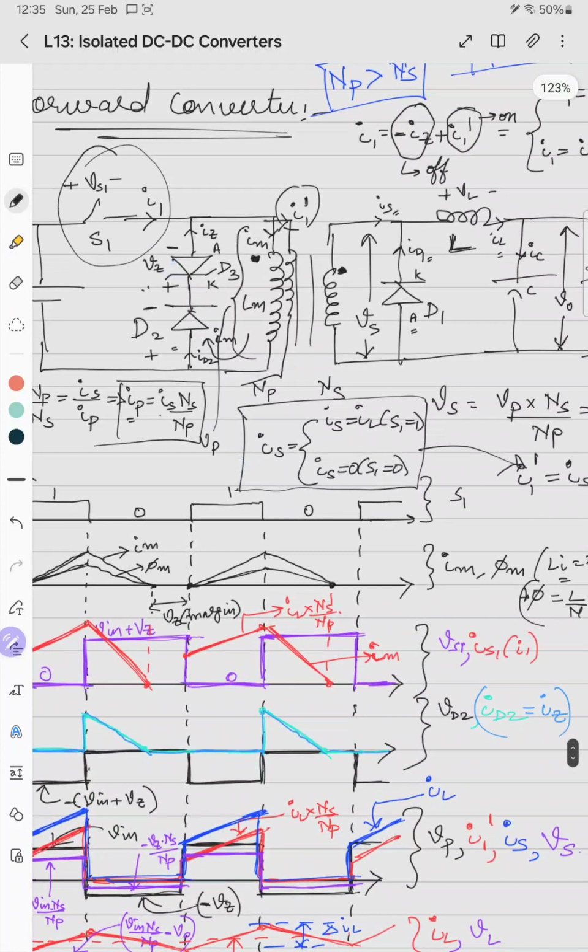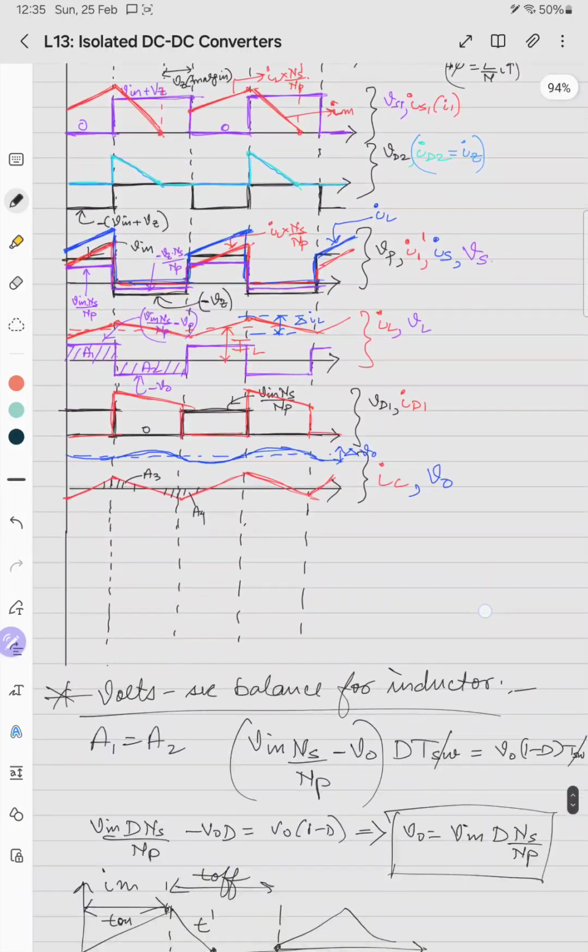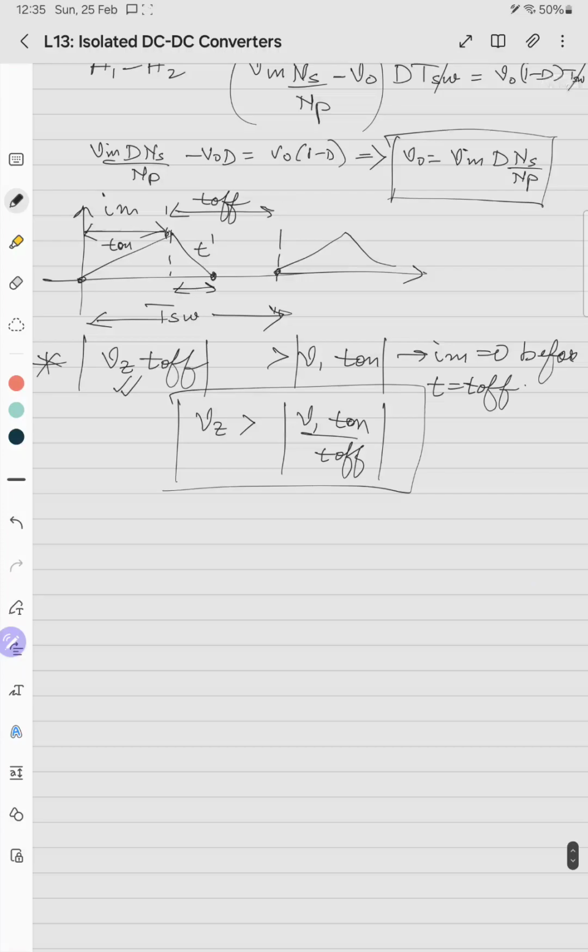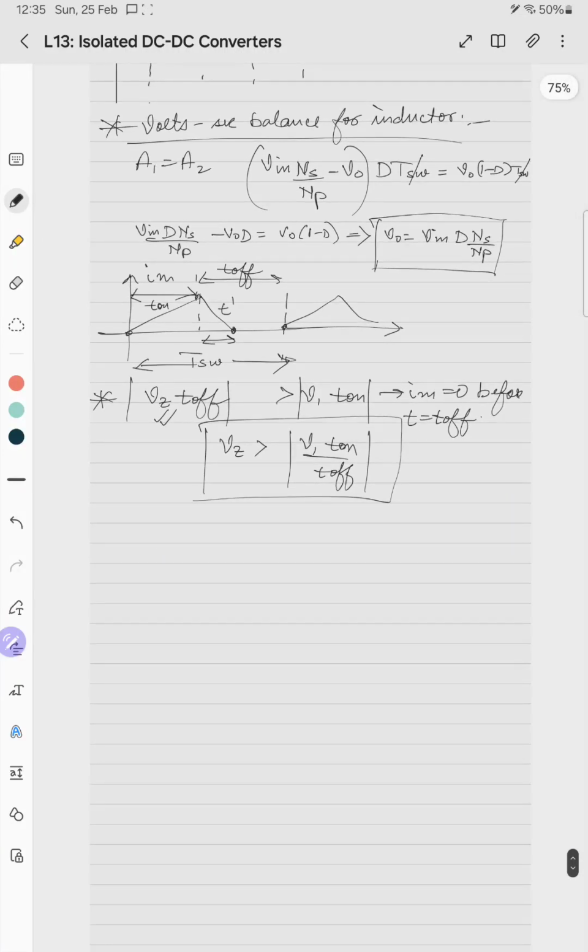So here, as IM is becoming 0, the energy is dissipated. So there can be a provision for regenerative operation of the forward converter. And similarly, just like this relation Vz T off is greater than V1 T on, a similar relation can be achieved.